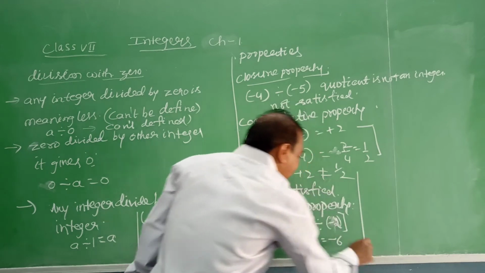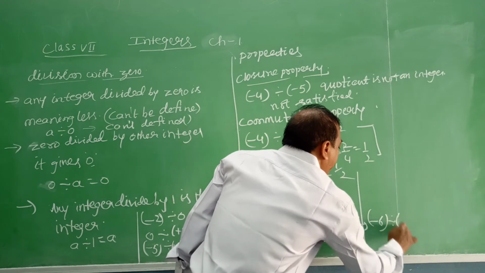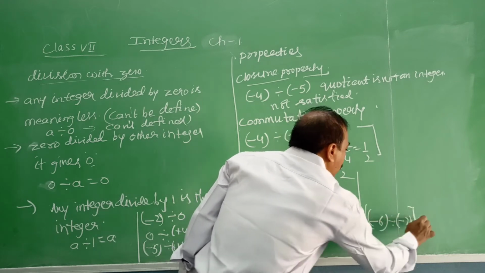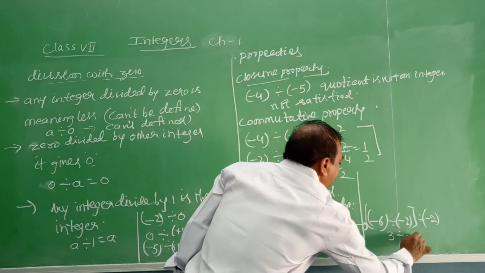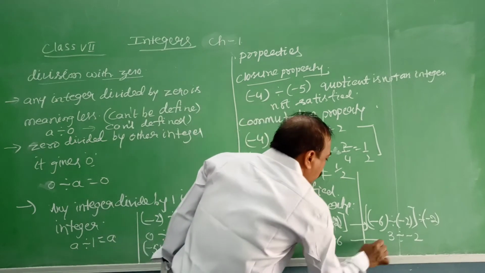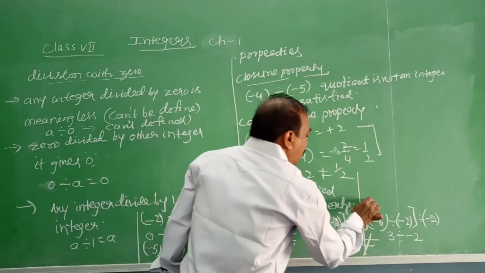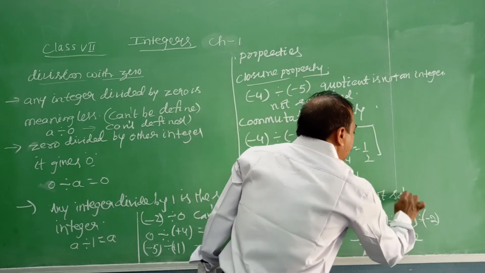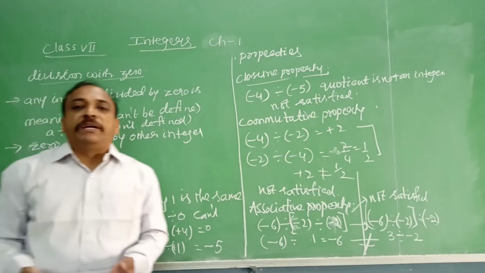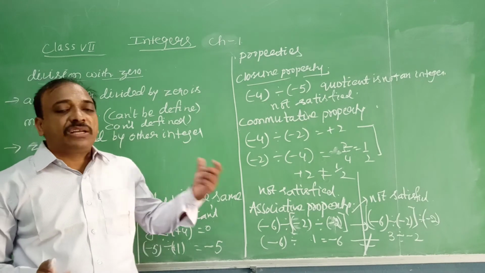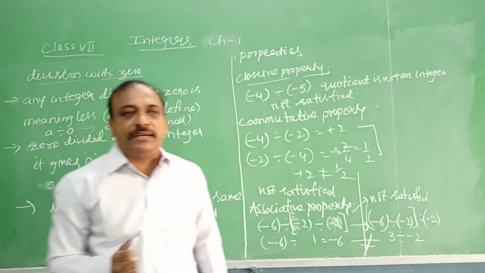Whereas if you interchange the brackets, minus 6 divided by the bracket of minus 2 divided by minus 2, now you check it. This will be 3 divided by minus 2. So they are not equal. These two are not equal. So the associative property is not satisfied. Therefore, division of integers does not satisfy closure, commutative and associative properties. I hope it is clear.